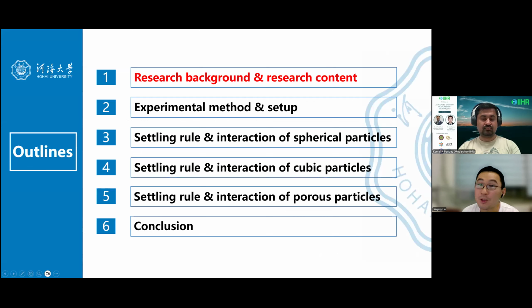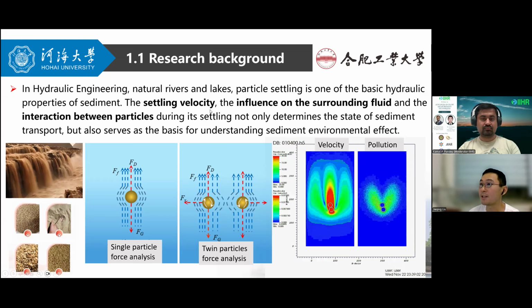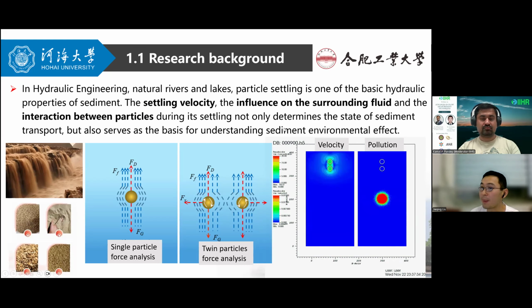Then I will introduce some of the research during my doctoral studies. Part one is research background and research content. In hydraulic engineering, natural rivers and lakes, particle settling is one of the basic hydraulic properties of sediment. The settling velocity and the influence of the surrounding fluid and the interaction between particles during its settling not only determine the state of sediment transport, but also serve as the basis for understanding sediment environment effect.